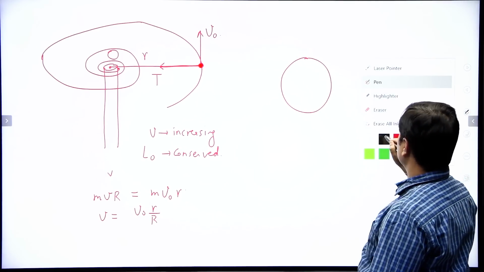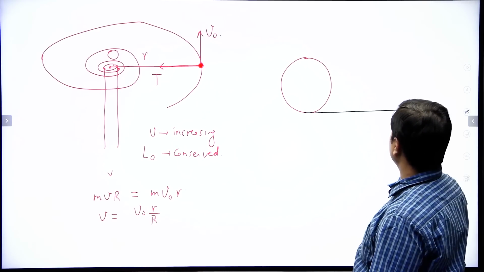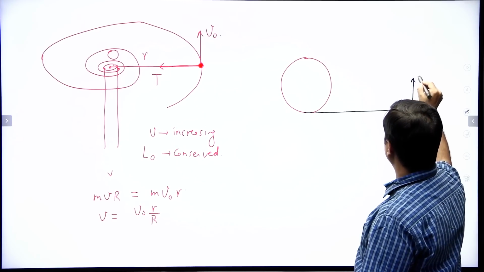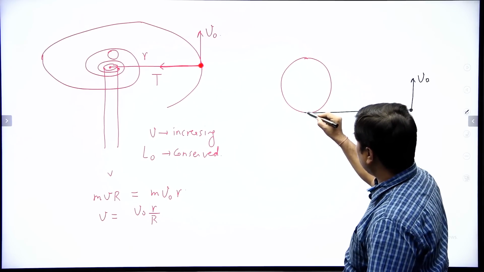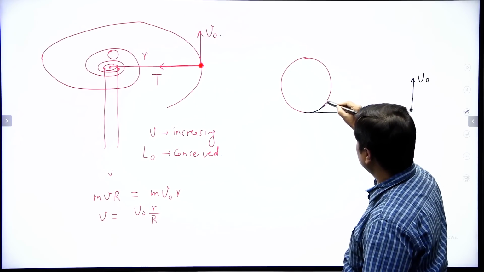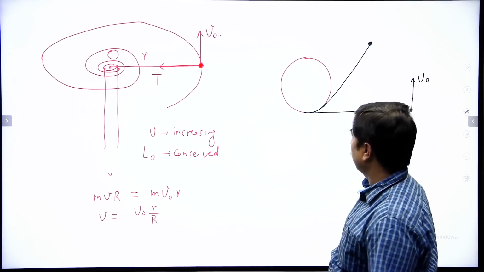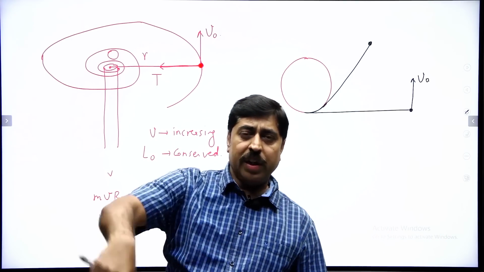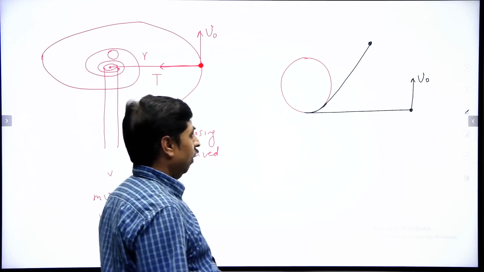Now look at this situation. The particle is somewhere here initially, let us say. It is moving at speed v naught. After some time, the string wraps around this cylinder and the particle will be somewhere here, right? The string is just getting wound around that cylindrical pipe.